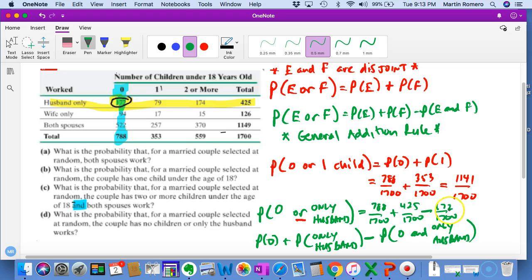And so that's how you would calculate. You would add the tops and then divide by 1700. That's 1100, 1200, 1300, 1313, 1385, if I got that right, out of 1700. That's it. And so that's how you would apply those two different addition rules, one when the events are disjoint and one when they're not disjoint.